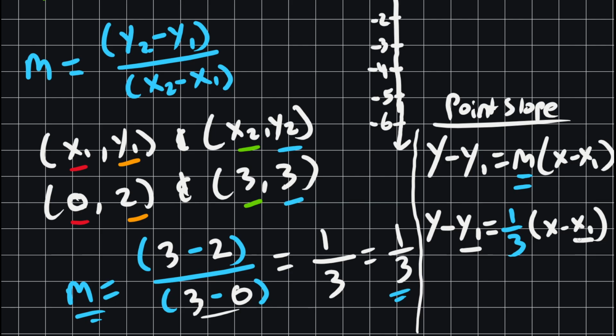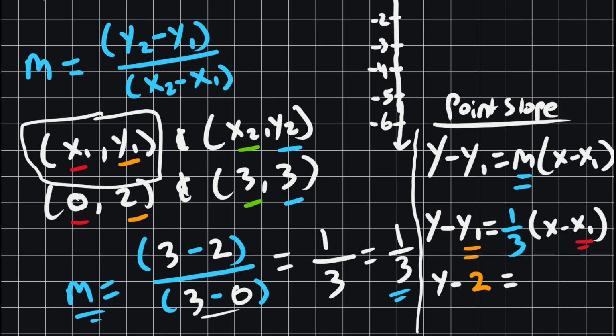Good, so let's find our x1 and y1 values. What is our x1 and our y1? As you can see from here, our x1 is 0, in the red underline, and our y1 is 2. So let's plug these in. Y minus, and then y1, we're going to substitute that for 2, equals 1/3, our slope, times x minus, and what is our x1? That is 0.